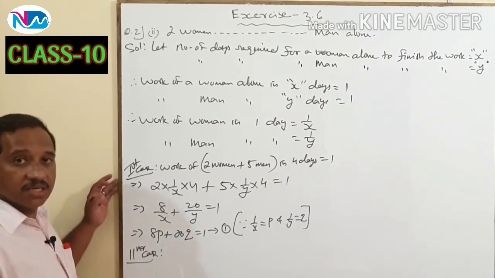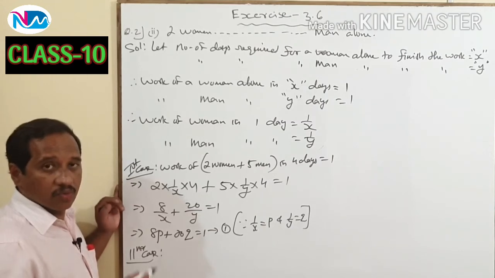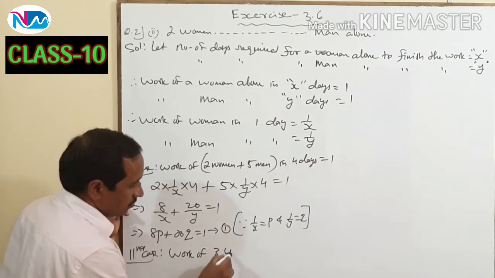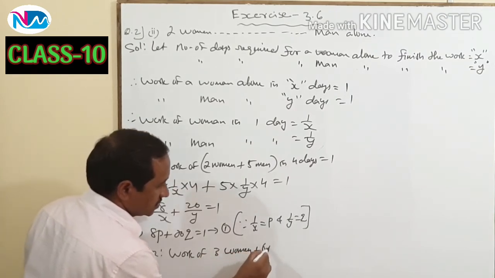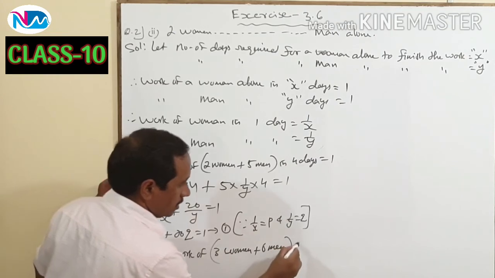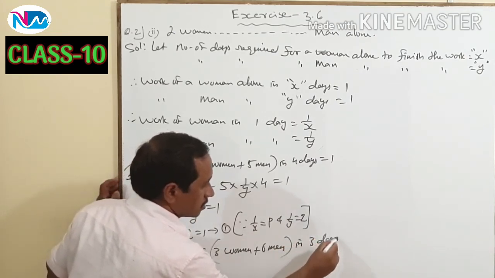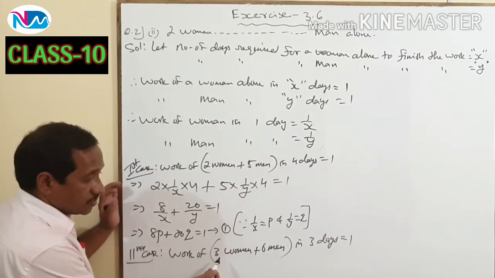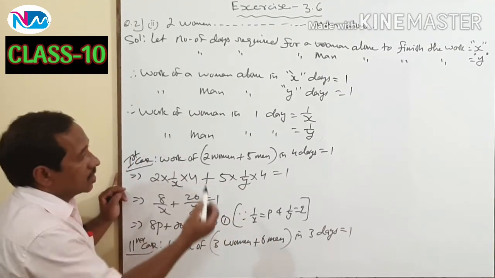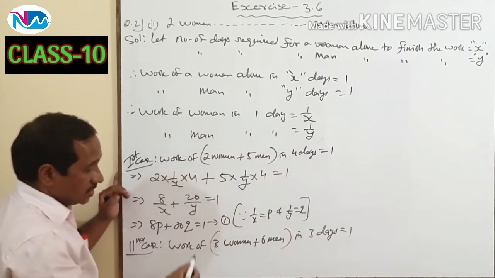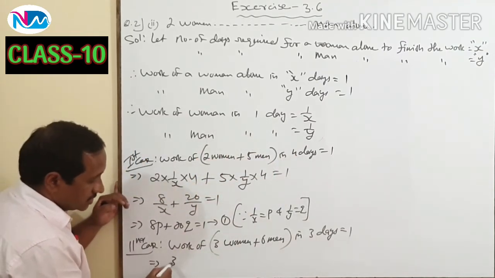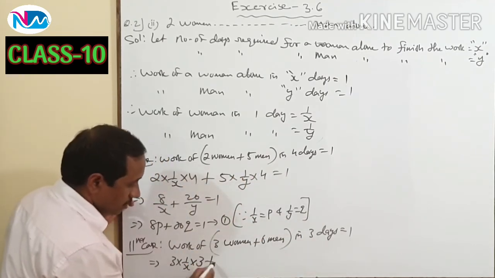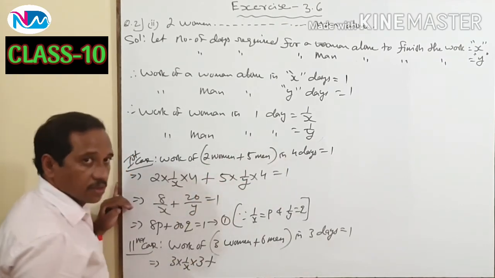According to the second case, 3 women and 6 men can do the work in 3 days. Work of 3 women plus 6 men in 3 days is equal to 1, because they complete the work in 3 days. Here, work of a woman in 1 day is 1 by x, so work of 3 women in 1 day is 3 into 1 by x. In 3 days, so into 3, plus work of a man in 1 day is 1 by y.